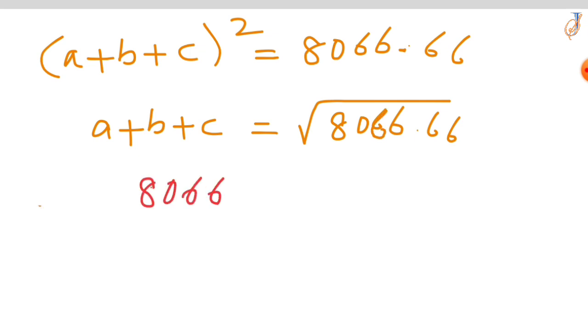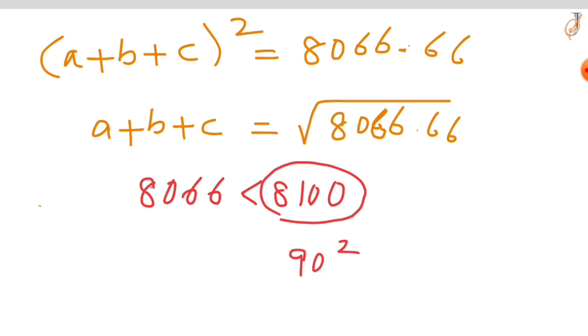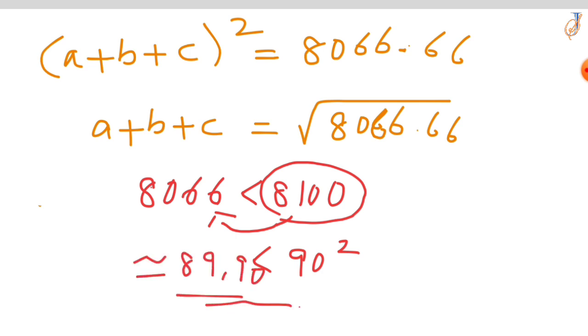Observe the number 8066, which is less than 8100. 8100 is nothing but 90 power 2. That means our result should be less than 90. It's very near to 100. That means our value should be very close to 89 or 90, something like that. So let's do 89 whole power 2.